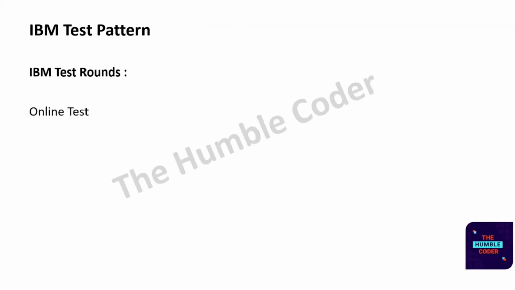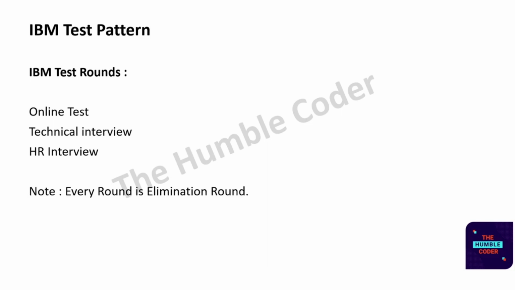So first of all, in IBM, how many test rounds are there? First of all, there is an online test, then a technical interview, and then the HR interview. Basically you can say that two rounds will be there. One will be your online test, in which you will be asked different kinds of questions, and after that you will have an interview. In that one single interview, both technical as well as HR will be covered, and there are some cases where the technical and the HR interviews happen in two different rounds.